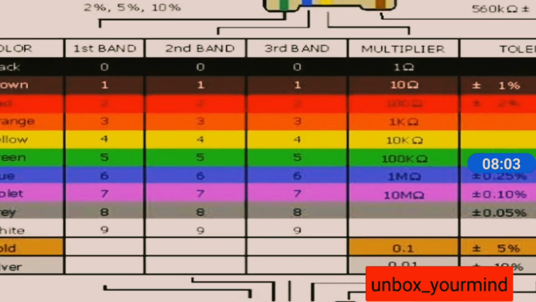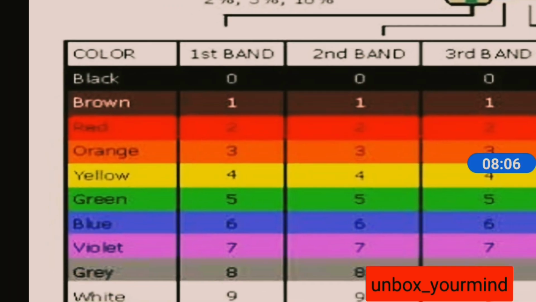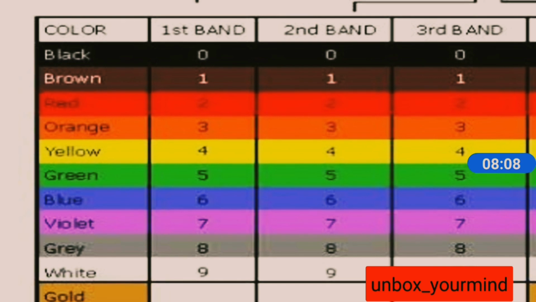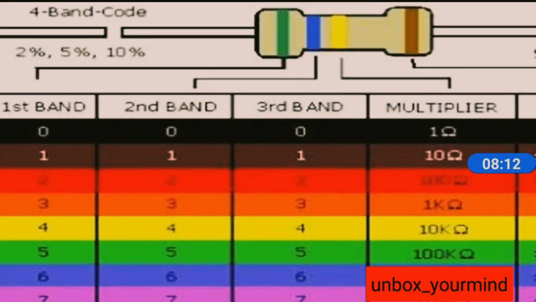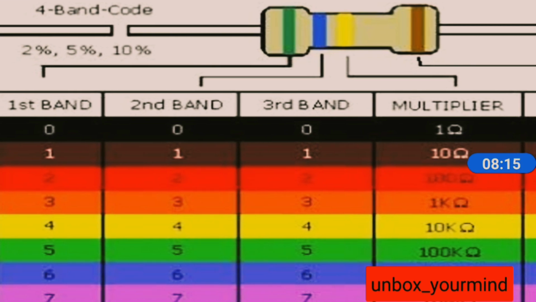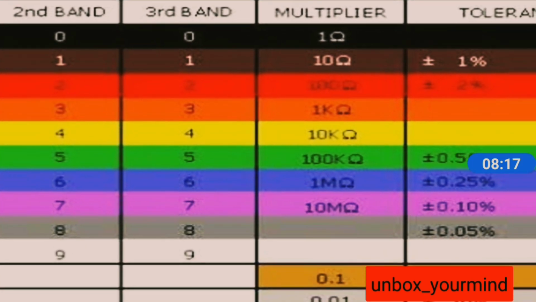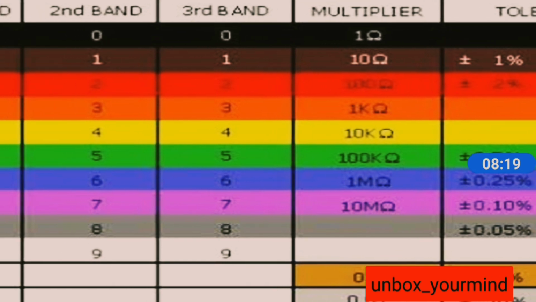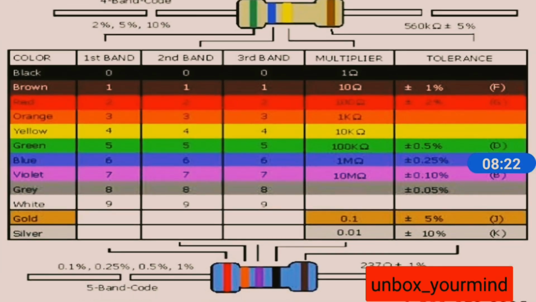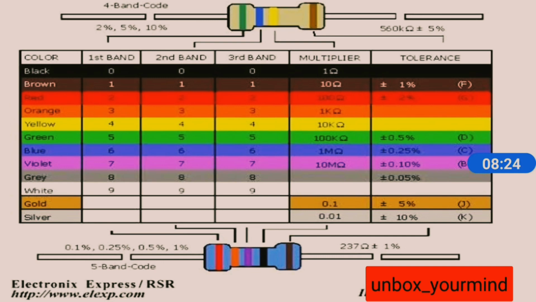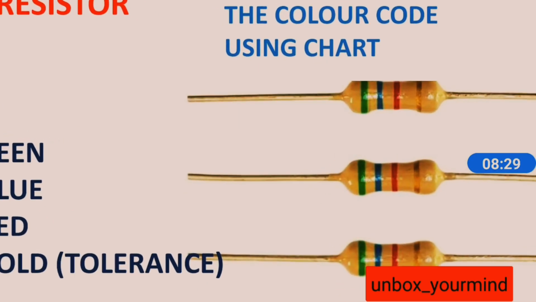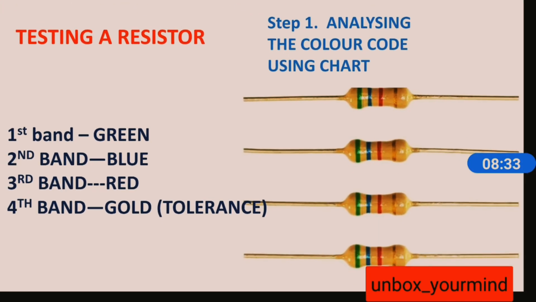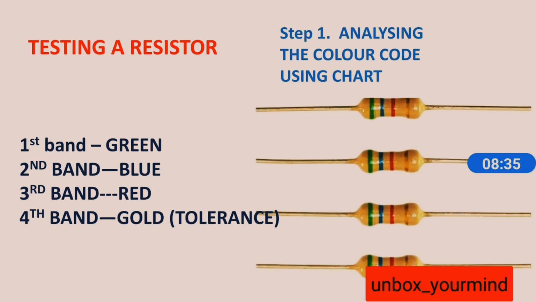So let's go to the color chart. The first one is green, so that is 5, and then it is blue, so that is 6, and in a 4-band system the third band is a multiplier. So for red, that is 100. So 56 times 100 is 5600 ohms. So this resistor will offer 5600 ohms, that is a 5.6k resistor. So this is how you have to find the resistance with the color code.